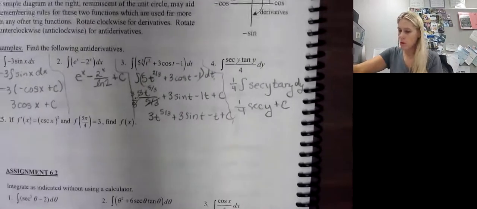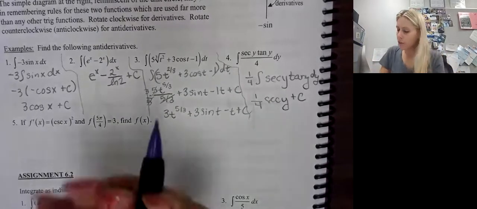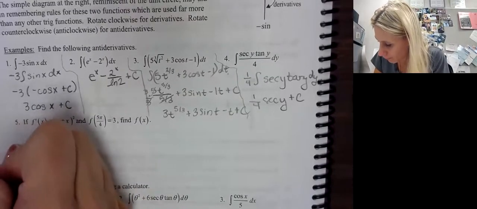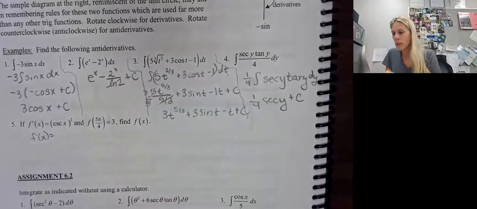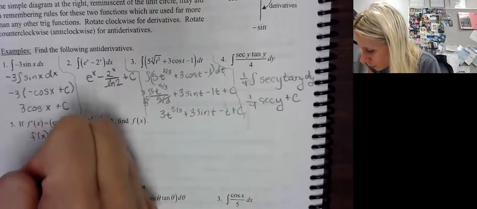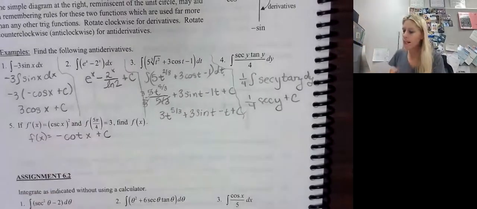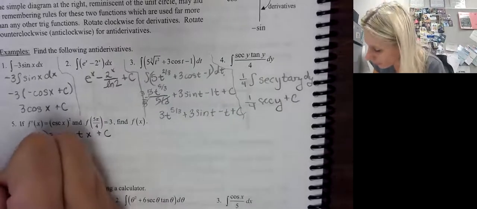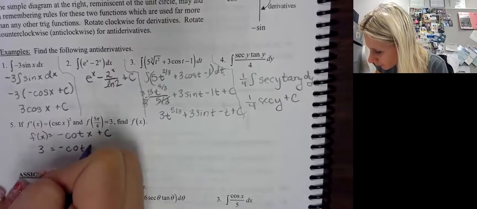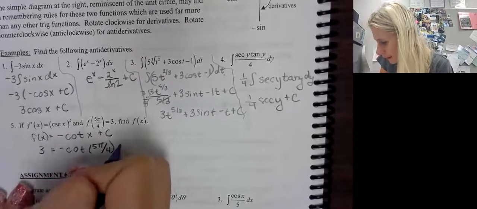All right, let's do one more where we're actually going all the way and we're finding that c value. So first we're going to take the integral. So we get f of x equals, and if we look up at our rules, the integral of secant squared is negative cotangent x, and then we have a plus c. Now what we're going to do is say that 3 equals negative cotangent of 5 pi over 4 plus c, and we're going to solve.